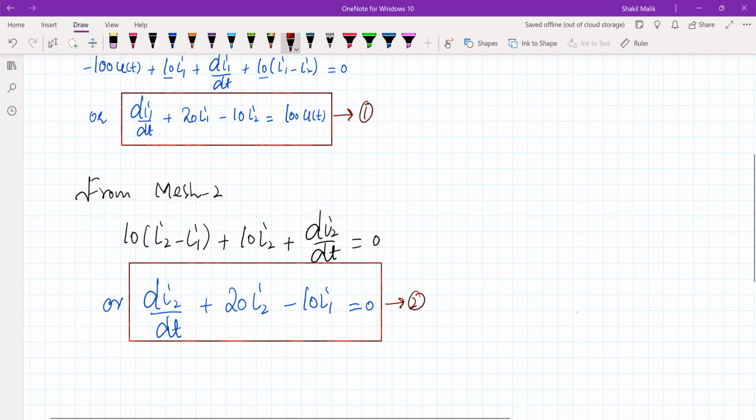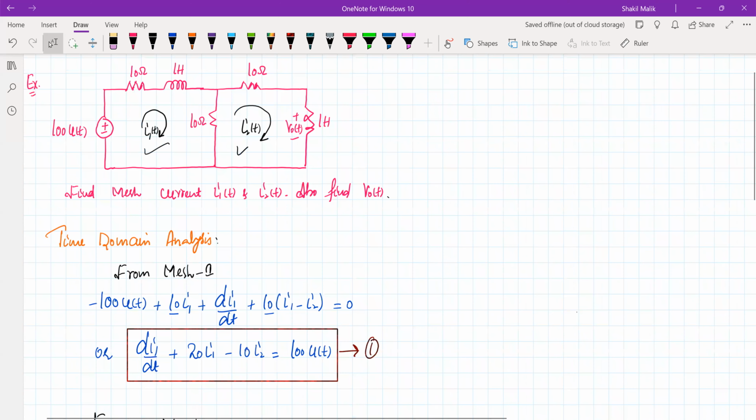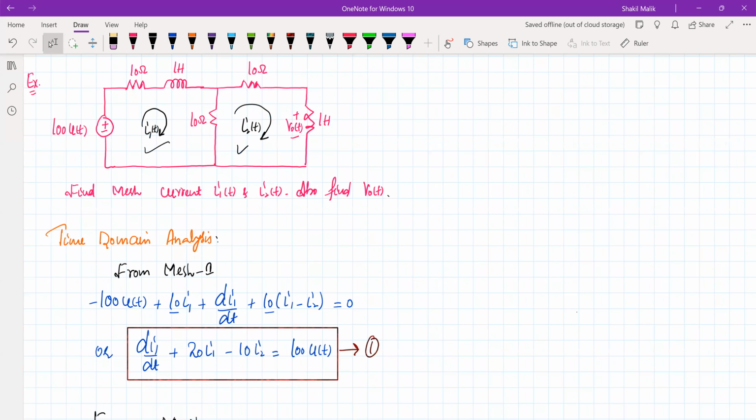If we use time domain methods to solve for I1 and I2, we have to solve these coupled differential equations. We must know how to solve them, which is a slightly tedious task. So instead of using time domain methods, we'll convert this network into the Laplace transform domain. If we know how to use Laplace transform, it converts these into simple algebraic expressions.